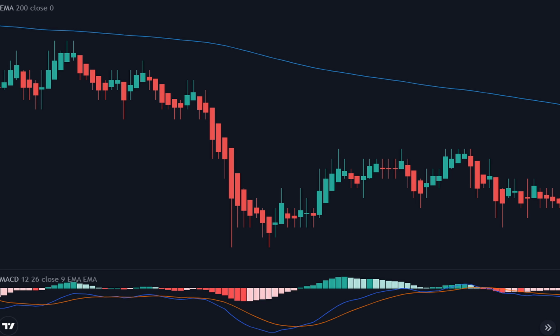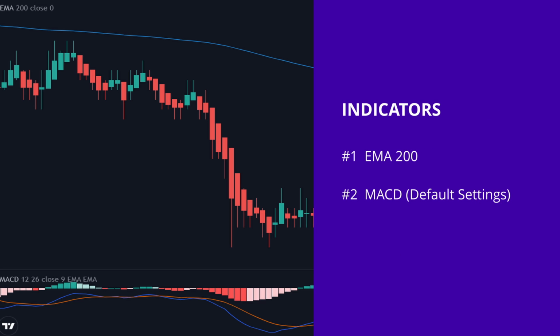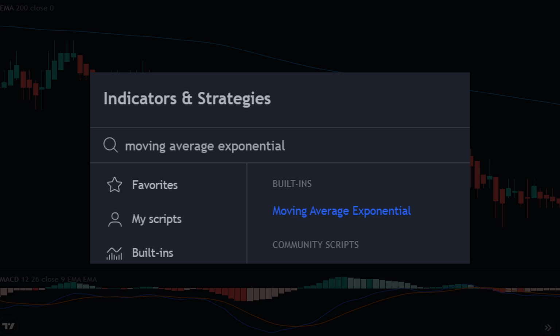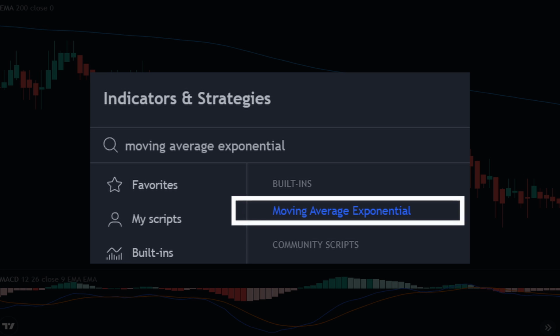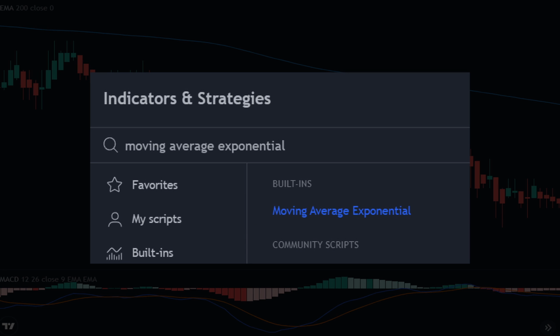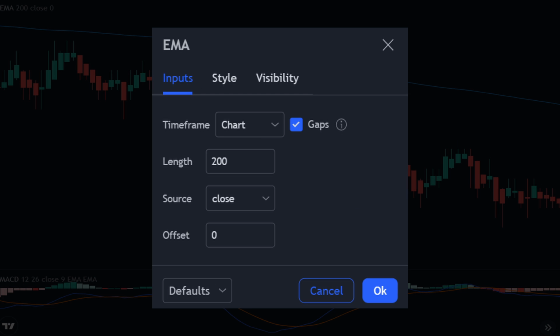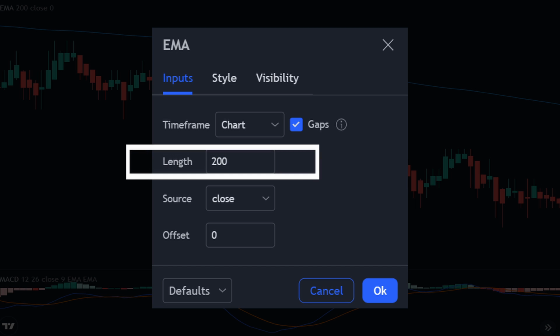In this strategy, we will need 2 technical indicators. They are 200 EMA and MACD indicator. Our first indicator is EMA or Exponential Moving Average. In TradingView, this indicator is called Moving Average Exponential. Please add this indicator into your chart. Do not forget our custom parameters. We will need to change the length to 200.